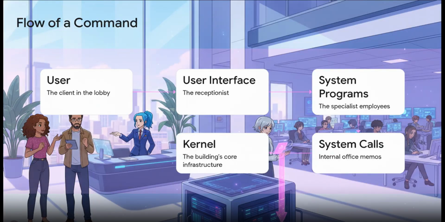And here's how a simple request flows through that building. Okay, so you, the user, are a client who just walked into the lobby. You don't shout down to the basement, right? No, you go to the user interface, that's the receptionist. The receptionist then passes your request to the right specialist employee, and that's our system program. To get the actual work done, that specialist sends down an internal office memo, which we call a system call, to the core infrastructure in the basement, the kernel, which finally performs the task.